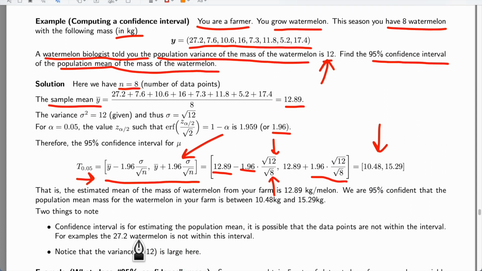Here's the thing. Confidence interval is an estimation. So it's possible that the data points are not in this interval. For example, in this data point, you found that this 27 is not within this interval. This 27 is outside, it's larger than 15. This 7.6 is outside this interval. 7.6 is smaller than 10.48.